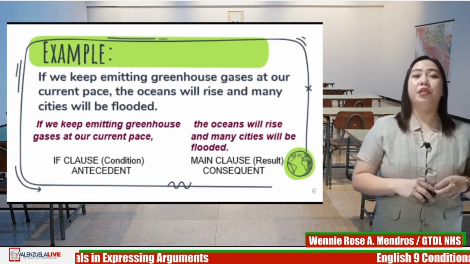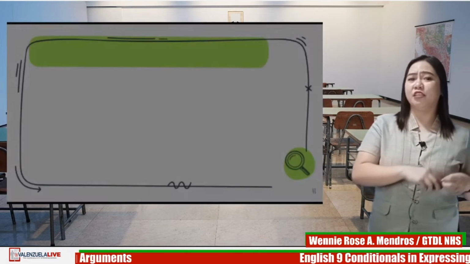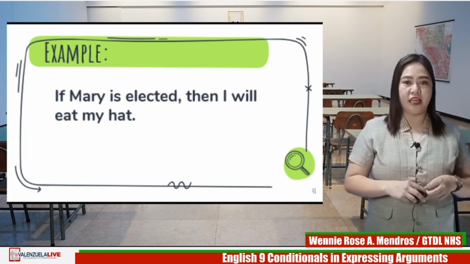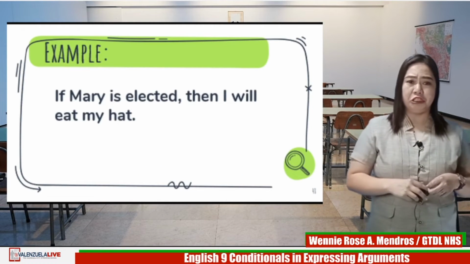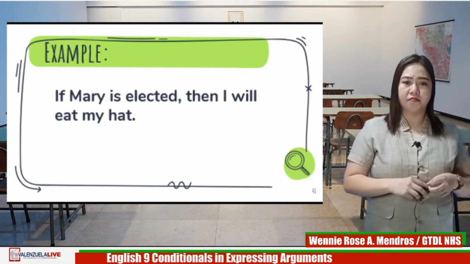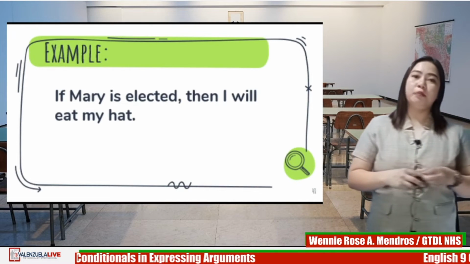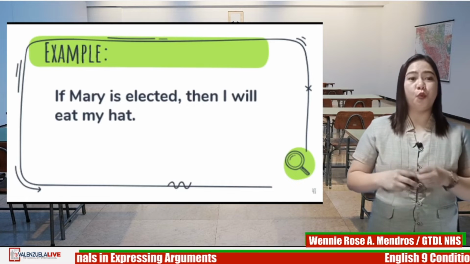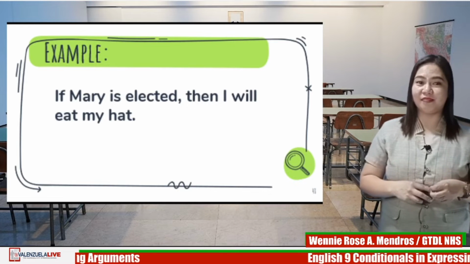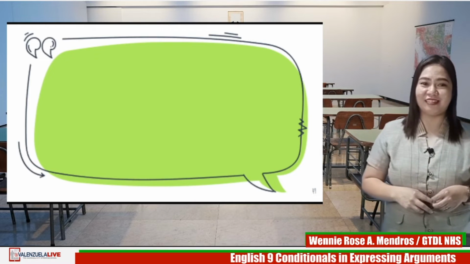When we use a conditional, however, we do not commit to the truth of either the antecedent or the consequent. For example, if Mary is elected, then I will eat my hat. So someone who asserts a conditional like this one is convinced that neither the antecedent nor the consequent is true. He is simply betting against the person. He just doesn't want Mary to win the election, but he won't definitely eat the hat if Mary is elected. I'm sure you have heard a lot of this before, especially among politicians.